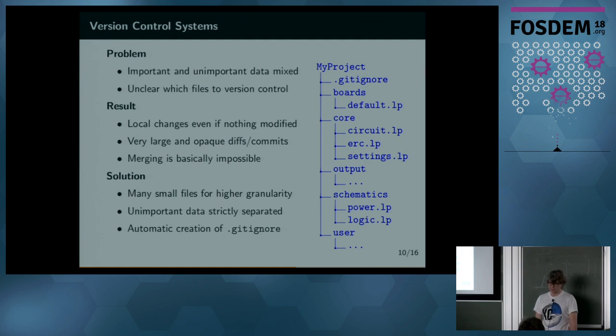And LibrePCB solves this by using many smaller files instead of one single big file. So you have higher granularity, and you can easily distinguish between important and unimportant data. And one very simple improvement is that the tool automatically creates a git ignore file, so the user doesn't need to know which files to check in or not.